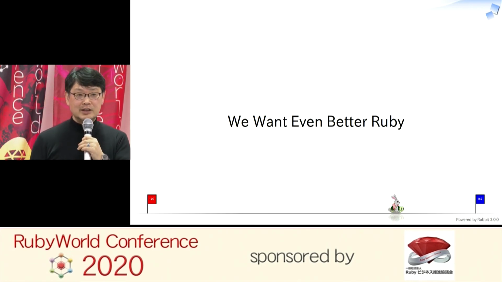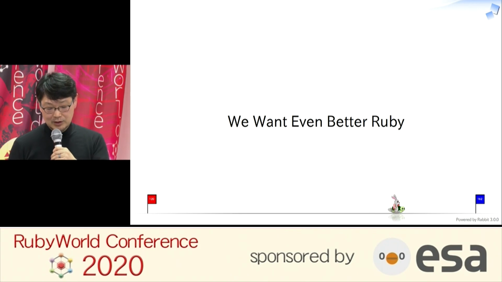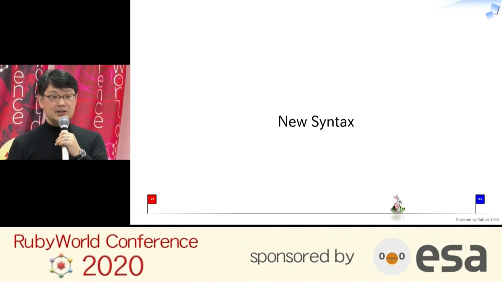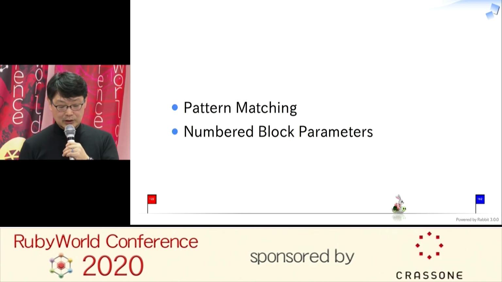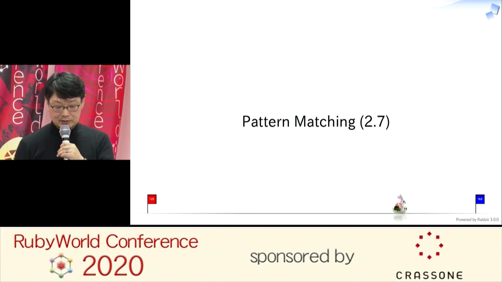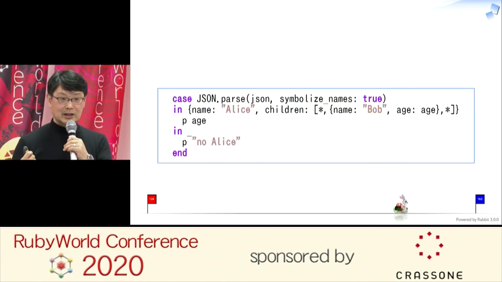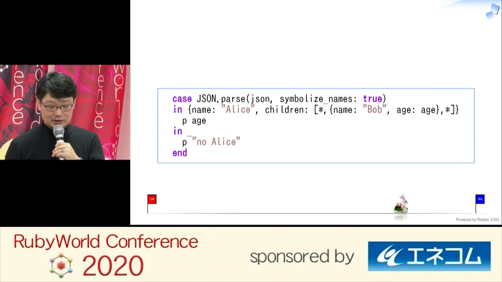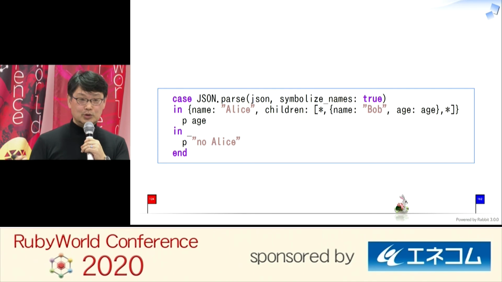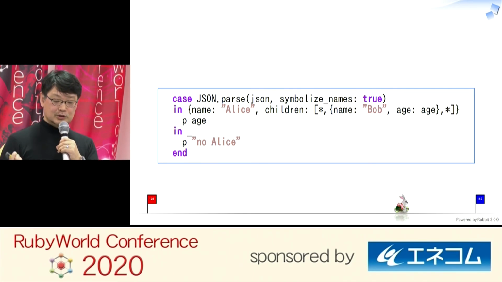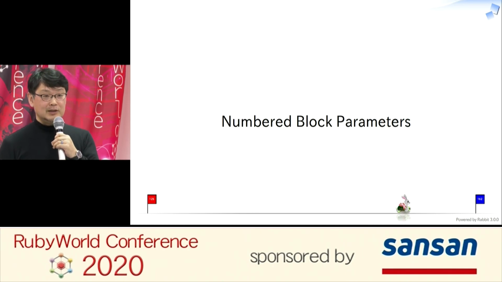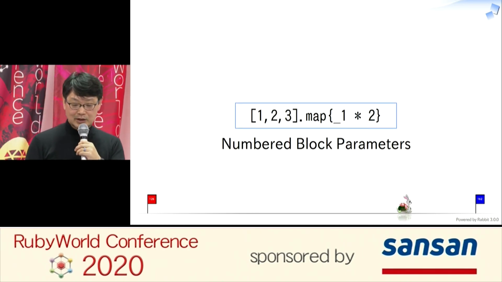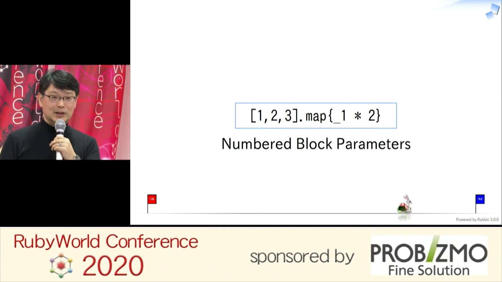Anyway, in order to create a better language, we are working in the field of static typing. And new syntax is added, like pattern matching or numbered block parameters. Pattern matching is this. For example, if the data is here, we would check whether the data agrees to the pattern. If there is a JSON, and if the name is Alice and the children's name is Bob, and if they are correct, it returns true.